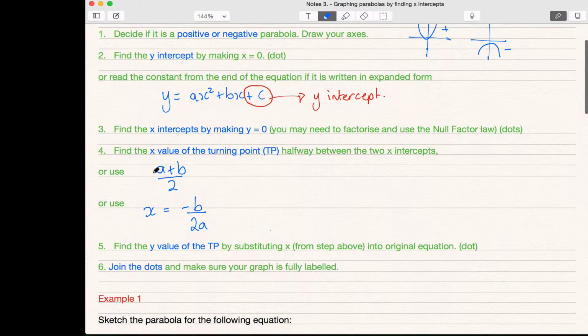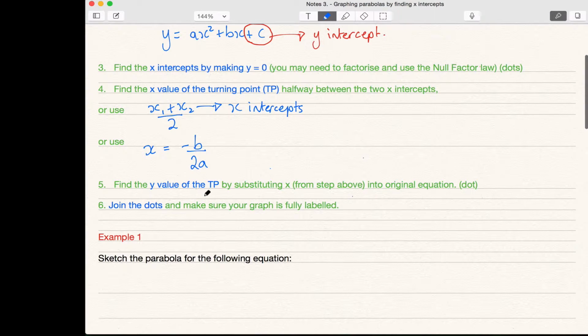Just remember, this a and b doesn't refer to this a and b. It just refers to the 2 x-intercepts. Actually, how about I change that to x1 and x2. That would make more sense.